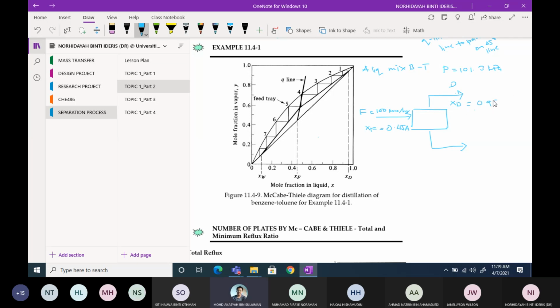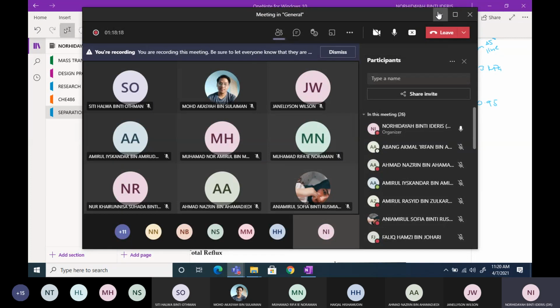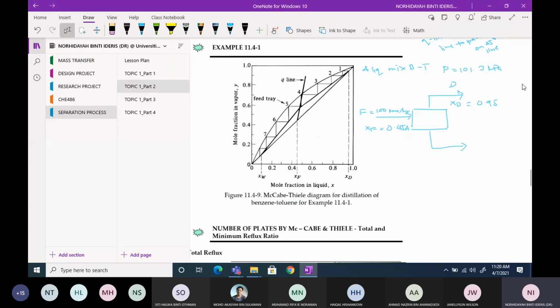Doktor, mic doktor tengah mute. Dah saya cakap seorang lah tadi. Alright, so it's okay. Sambung je lah, alright.